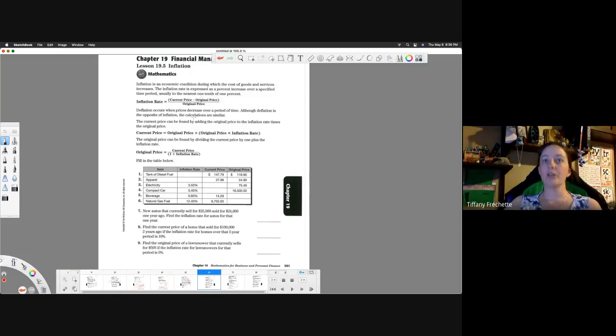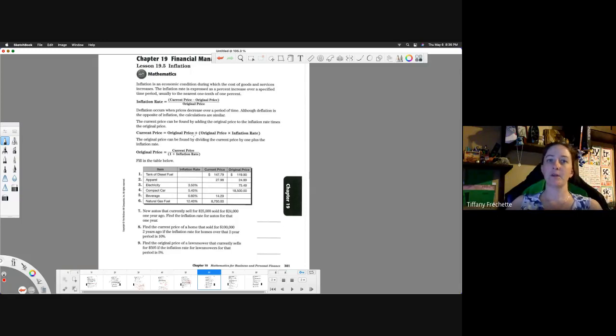Deflation occurs when price decreases over a period of time. Although deflation is the opposite of inflation, the calculations are similar. The current price can be found by adding the original price to the original price times the inflation rate. So current price equals original price plus original price times inflation rate. So that just kind of brings us back to current price.